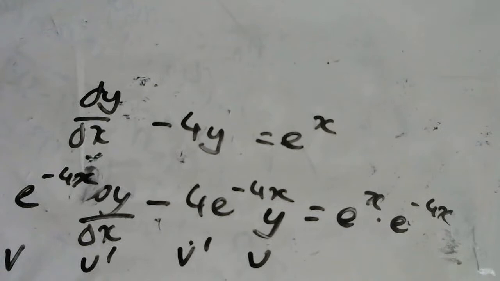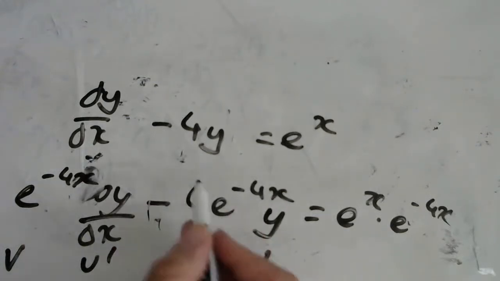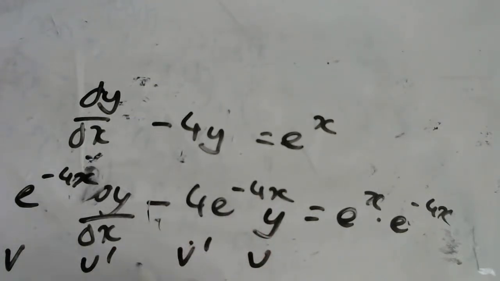Why is it a plus? Because this whole thing is V dashed. So guess what? We've got the product rule again. I'm going to leave that there for you to copy for a second. I hope you saw that. That's what the integrating factor does. It turns it into the product rule. So UV is just going to be e to the minus 4x y.